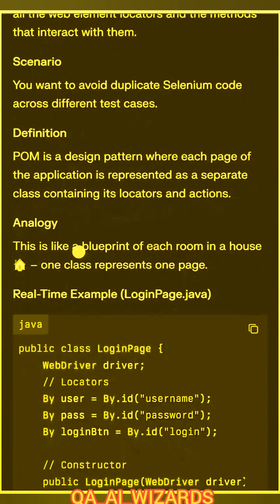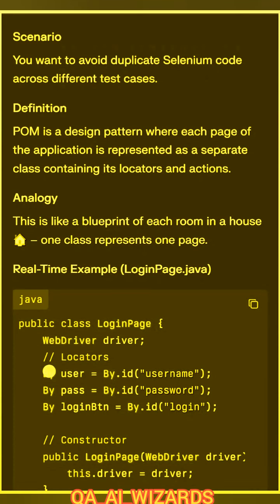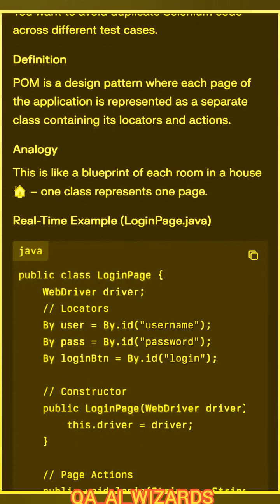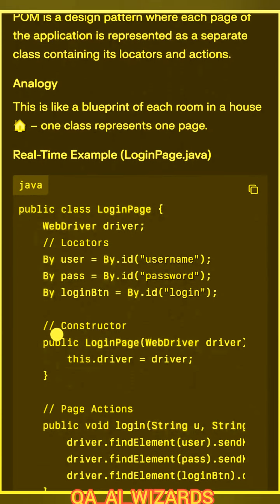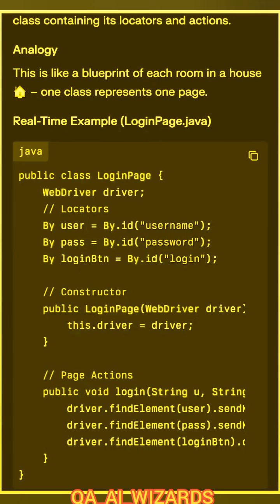So consider a scenario: you want to avoid duplicate Selenium code across different test cases. The definition: POM is a design pattern where each page of the application is represented as a separate class containing its locators and actions. An analogy is like a blueprint for each room in a house, where one class represents one page.